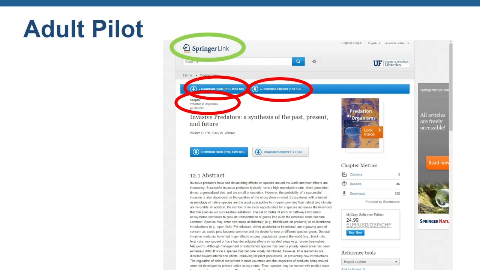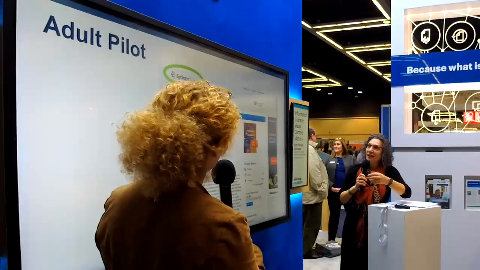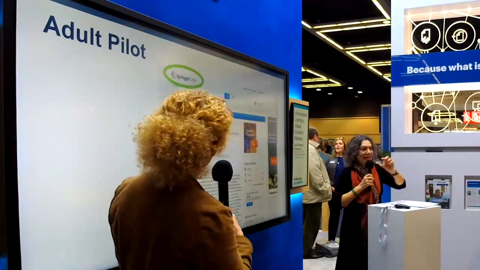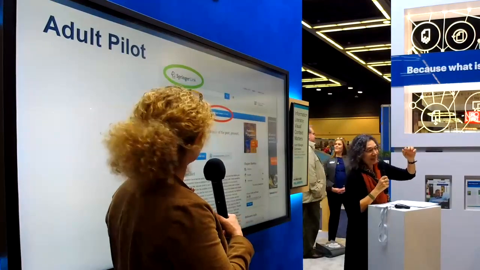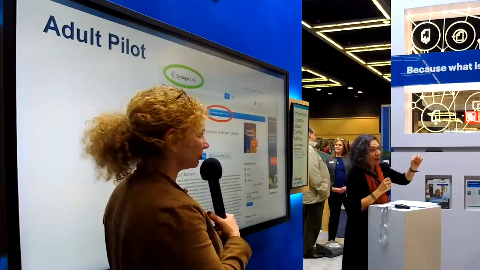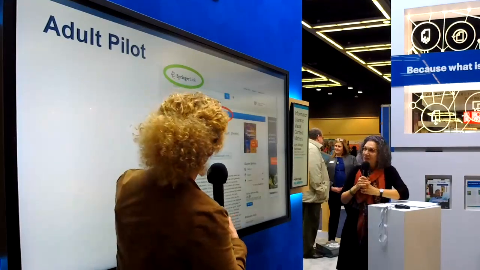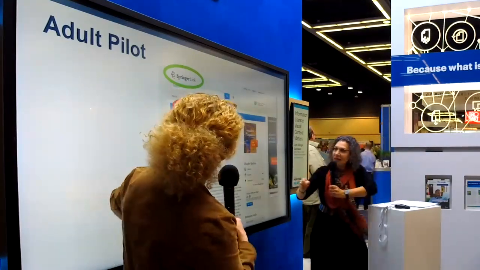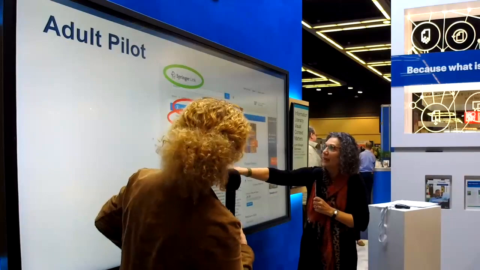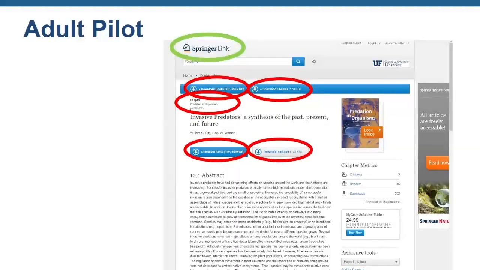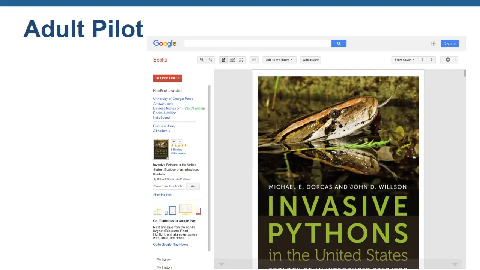And also what we learned, and I don't think we have a slide on this, is if they can see the URL, and if it says something in that URL about the container, that's another cue. And then this, again, is the download the book. And this, again, is the download the chapter. So it's multiple times that they're giving these cues with Springer, and they were able to identify the Springer information.